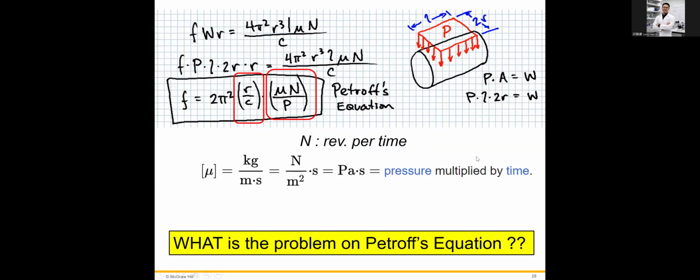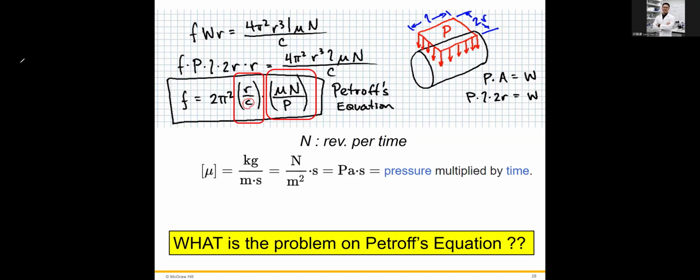Okay, so last time we provided the questions. What's the problem of the Petrov equation? What's the assumption of this Petrov equation? Well, the assumption of the Petrov equation is that we assume the clearance between the journal and bearing, the clearance C, is constant. Okay, C is a constant.